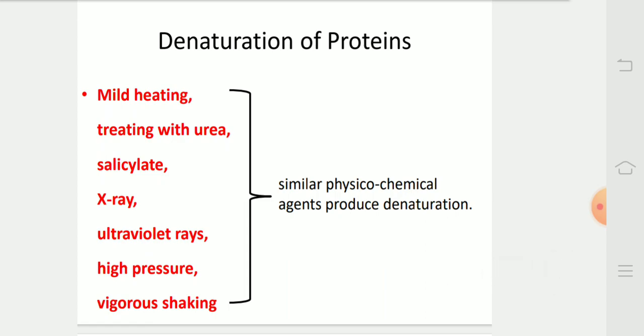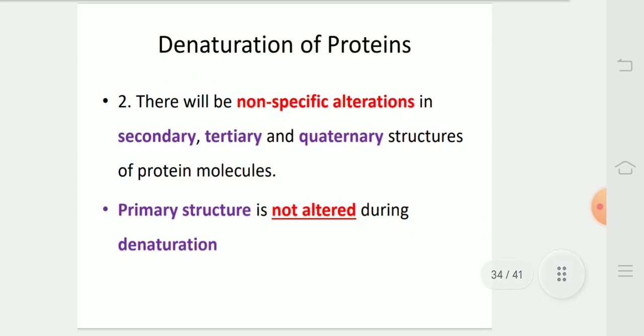Denaturation of proteins. Mild heating, treating with urea, salicylate, X-ray, ultraviolet rays, high pressure, vigorous shaking, and similar physico-chemical agents produce denaturation. There will be non-specific alterations in secondary, tertiary, and quaternary structures of protein molecules. Primary structure is not altered during denaturation.